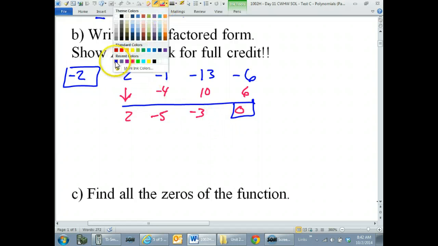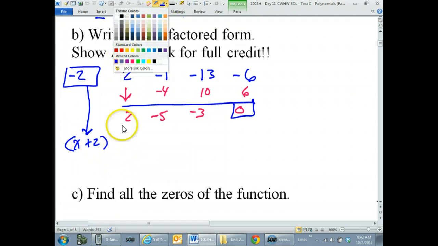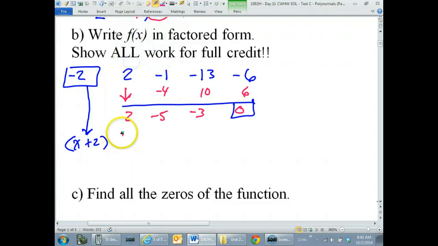So far, what's the factor that I get from the negative 2? I get x plus 2 is my factor. Okay, and then the trinomial is 2x squared minus 5x minus 3. So far I've factored down to this. Now looking at that trinomial, I'm wondering, is that further factorable? Probably. So I'm going to go ahead and give that a try.